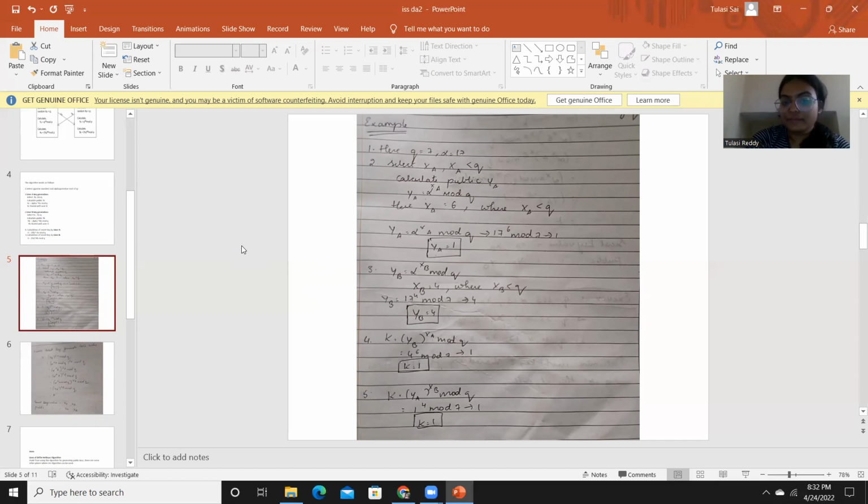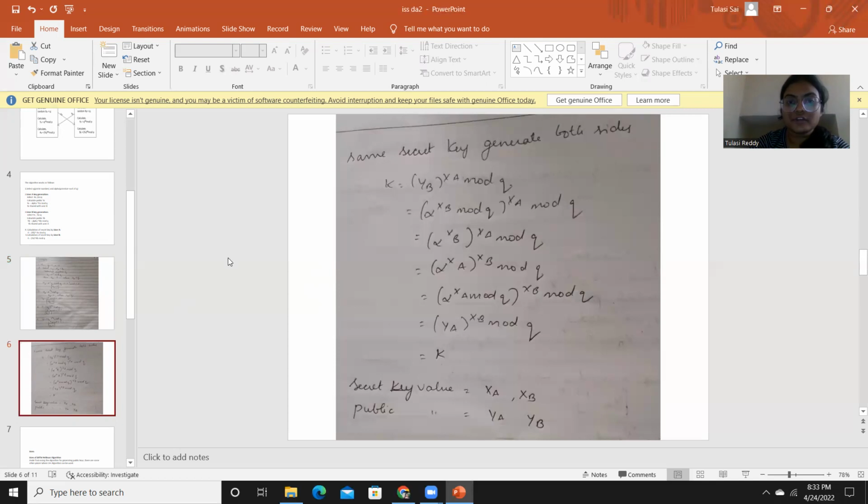So step number 5, k is equal to ya to the power xb mod q. So ya is 1, as we know, and xb is 4. So q is 7. 1 to the power of 4 mod 7 is equal to 1.